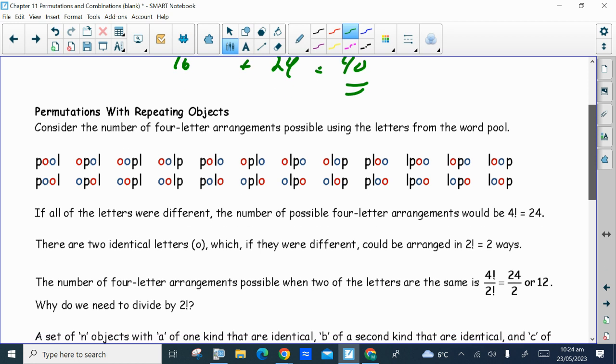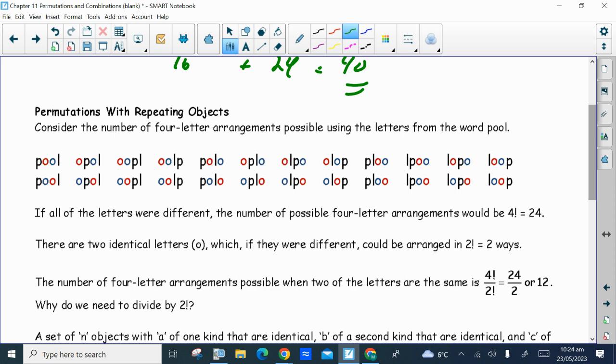So now let's talk about permutations with repeating objects. Consider the number of 4-letter arrangements using the letters from the word pool. So obviously you have the O's that repeat. If you look on the screen, you can see that the first O is one color, the second O is a different color. So we've got our first row. There are 12 possibilities there.